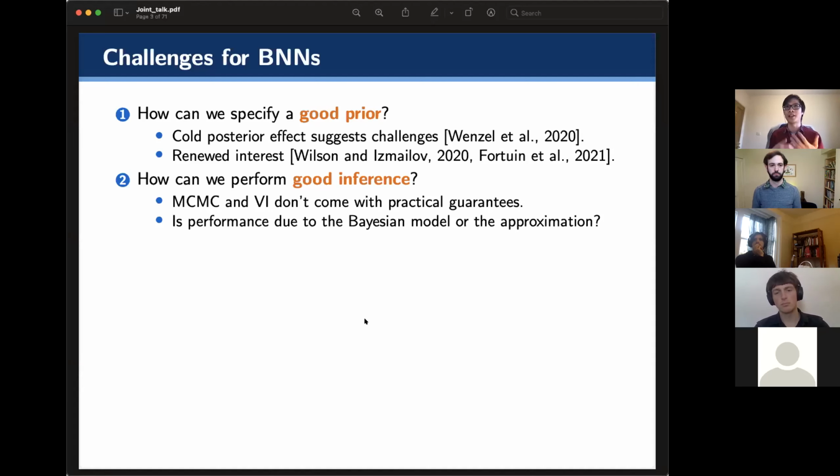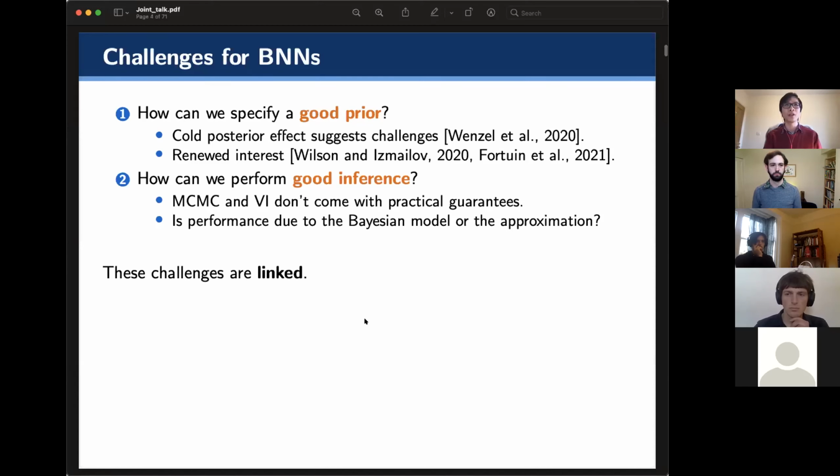And I think understanding why we're doing well helps us to decide, should we be more Bayesian in the future? Because if Bayesianness is good, then we should be increasing it. But if it didn't really have to do with being Bayesian, then maybe that's not the avenue to go for. I'd argue that these two challenges are actually linked.